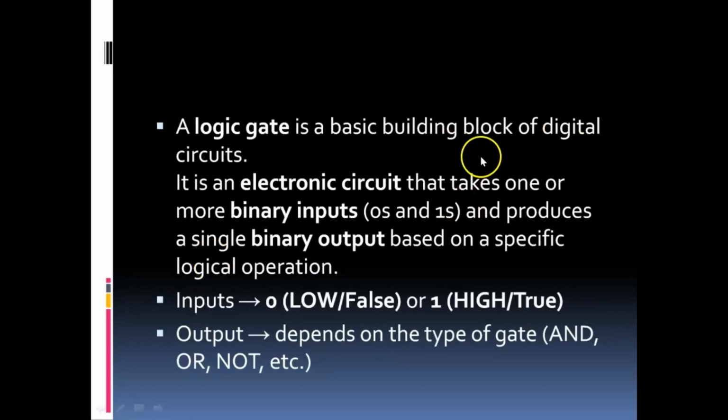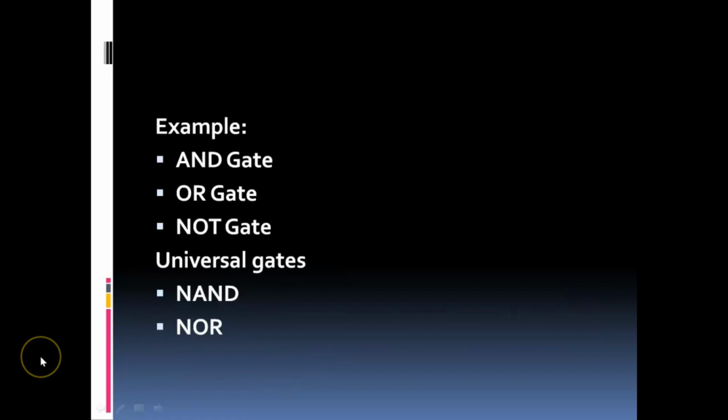These are the building blocks of digital circuits, and they use the values 0 and 1 for the inputs. 0 is usually referred to as a low or false value, and 1 is referred to as a high or true value. We have different types of logic gates. Basically they are AND, OR, and NOT. In addition to this, we have NAND and NOR gates, which are also known as universal gates. Using NAND and NOR gates, we can form all kinds of gates. That's the reason they are known as universal gates.